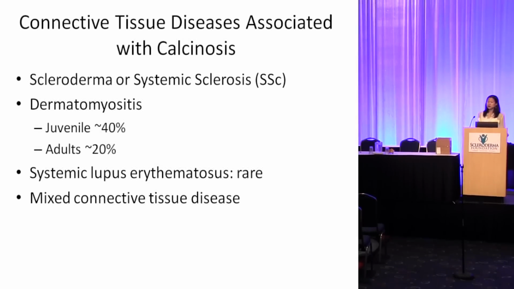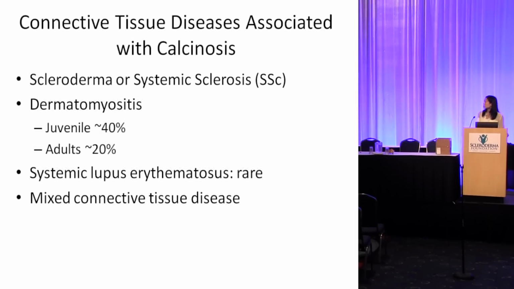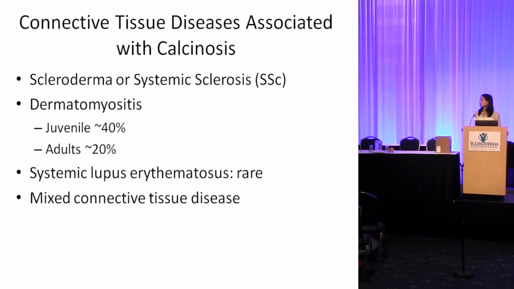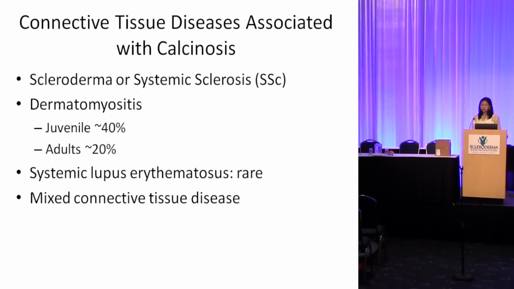So there are various connective tissue diseases that are associated with calcinosis, and scleroderma or systemic sclerosis is one of them that is frequently affected by calcinosis. Dermatomyositis is the other disease where a large portion of patients suffer from calcinosis, particularly those with the juvenile form. So up to 40% of patients with juvenile dermatomyositis will suffer from calcinosis, and about 20% of adult patients. And this can be associated with various autoantibody types, just like it can in scleroderma patients. In lupus, calcinosis tends to be more rare, and in mixed connective tissue disease, if patients have features of scleroderma or dermatomyositis, they're also at an increased risk for developing calcinosis.